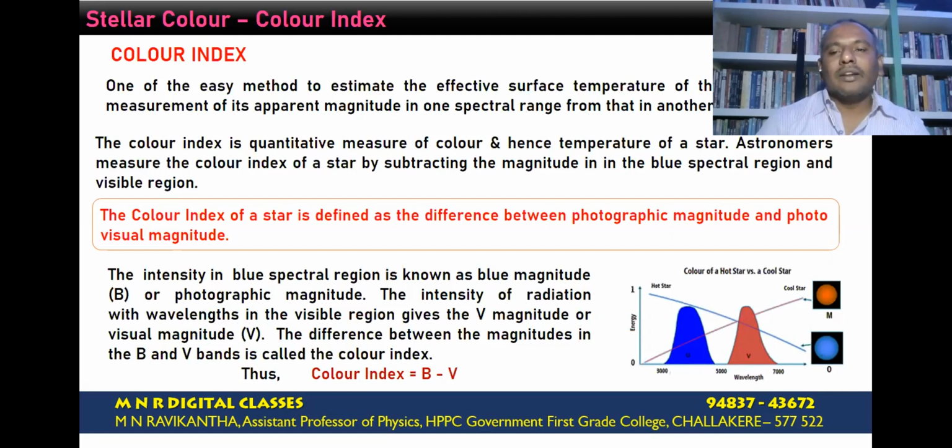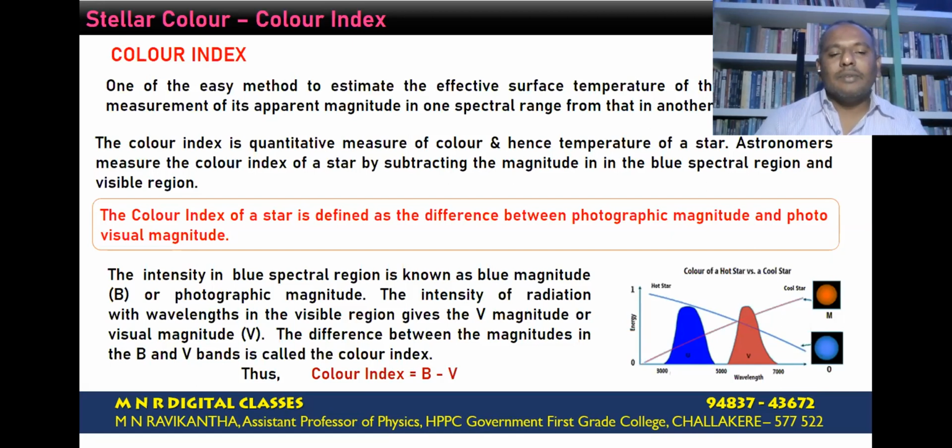Blue region means not the visible. It corresponds to the ultraviolet region. Then the red region, which corresponds to the visible region. The magnitude of the star measured in the blue spectral region is called the photographic magnitude and is represented by B. The intensity of the radiation with wavelengths in the visible region gives us the visual magnitude, or simply photovisual magnitude, represented by V.